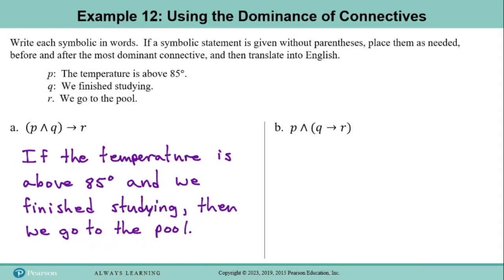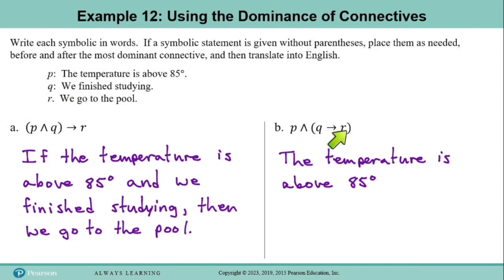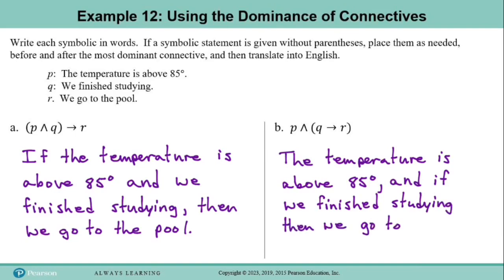And then in part B, we have almost the same statement, but not quite because the grouping is different. So here we have P and if Q then R. So when we translate that into English, we have the temperature is above 85 degrees. Now what comes next is and followed by this part that should be grouped together, and we know that we always put the comma before the word and. So comma, and if Q then R. If we finish studying, then we go to the pool.